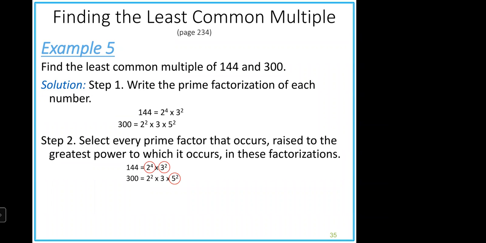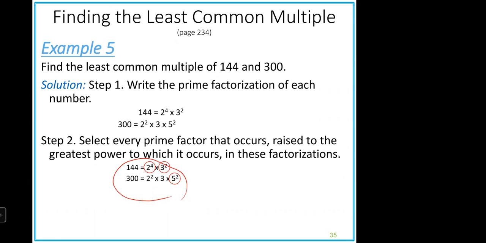So we look at the 2 sets of factors. For 144, we have a 2 and a 3. For 300, we have a 2, a 3, and a 5. We're going to take the highest power of each. In this section, you're looking for 2, 3, and 5. We only circle the ones with the highest power of each factor. We have 2 on both lines, but the one with the highest power is 2 to the 4th. We have 3 on both lines, but the one with the highest power is 3 to the 2nd. We have 5 on this one, but we don't have a 5 here.